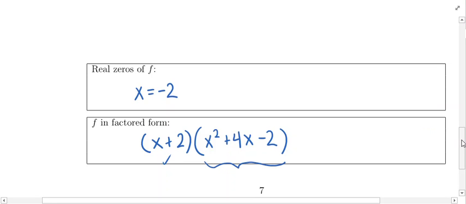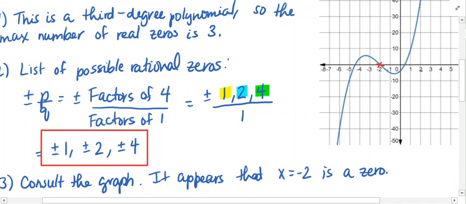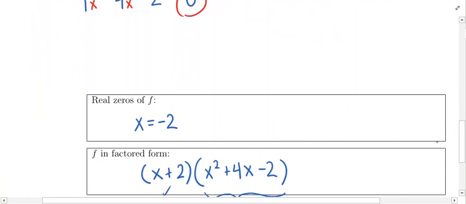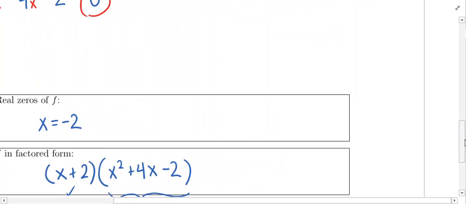Okay, and in fact, it would be difficult to use synthetic division again because we don't know exactly what these other two zeros are, because they're decimal numbers. All right, so let's go over here. Again, our goal here is to try to break down this x squared plus 4x minus 2.